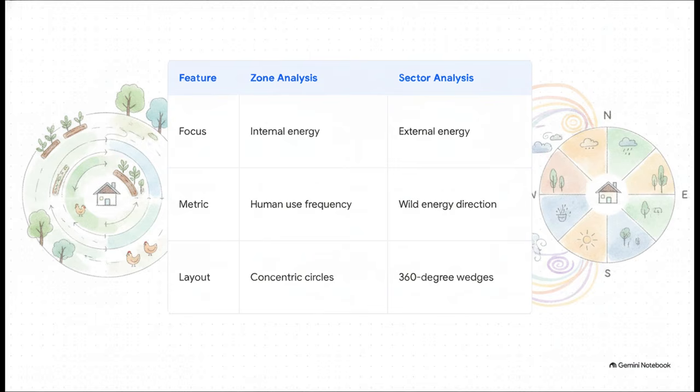Because of that, it's usually laid out as a series of concentric circles radiating outward from your home. Sector analysis, on the flip side, is completely about external energy management. Its metric is the direction of wild, natural energies coming at you from the outside. So its layout looks more like a 360-degree compass with directional wedges, kind of like slices of a pie pointing inward toward your house. To put it simply, zones dictate how you spend your own energy outward, while sectors manage how nature pushes its energy inward.